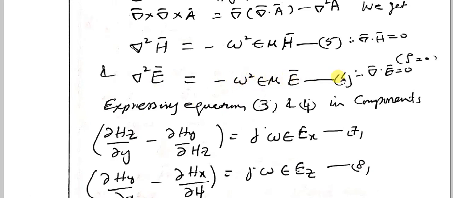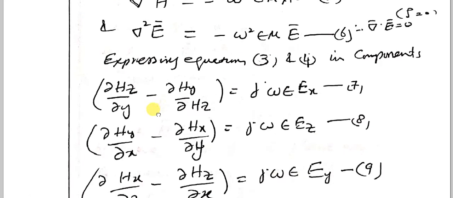Since the divergence of E is equal to 0, because the charge density is equal to 0, the medium within the guide being air, which is non-conducting. Also the divergence of H, or divergence of B, is equal to 0. Putting those, we got these two relations.